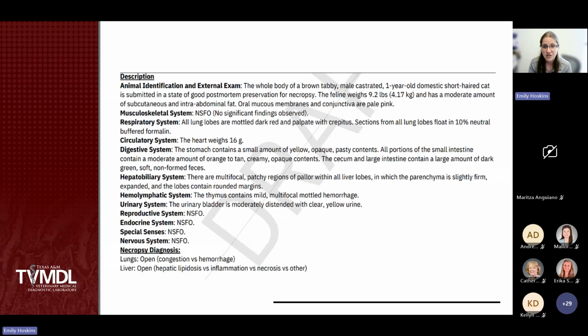And then we have the description of the GI components and contents. The liver has some multifocal patchy regions of pallor within all the liver lobes, and the parenchyma is slightly firm and expanded, and the lobes have rounded margins. And so for a necropsy diagnosis, I've got lungs open, parentheses, congestion versus hemorrhage, and then liver open, parentheses, hepatic lipidosis versus inflammation versus necrosis versus other.